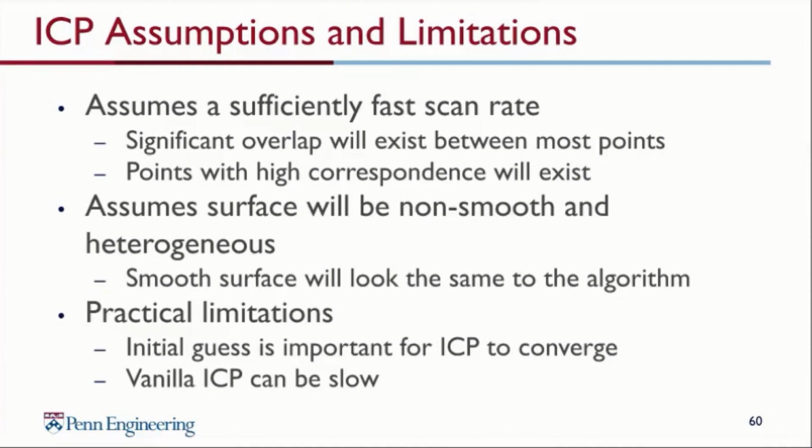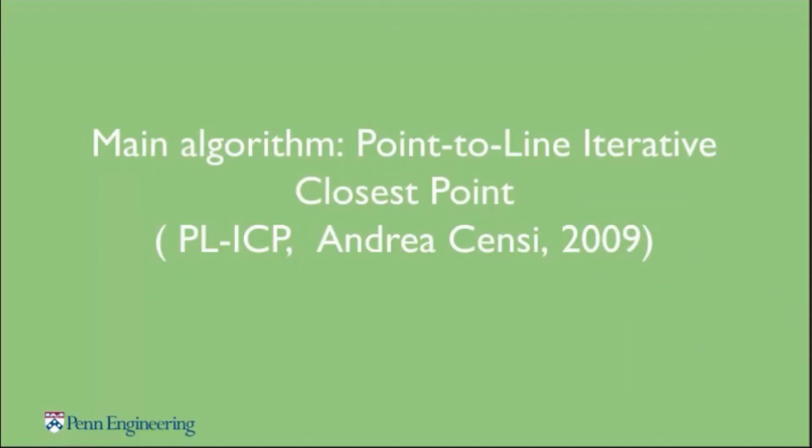In addition, ICP has some other practical limitations. For instance, the initial guess of ICP is very important in order for it to converge. And moreover, the vanilla form of ICP can be slow, which we'll try to address in this lecture. This brings us to our main algorithm for the lecture, the point-to-line iterative closest point algorithm, or PLICP, presented by Andrea Censi in 2009.